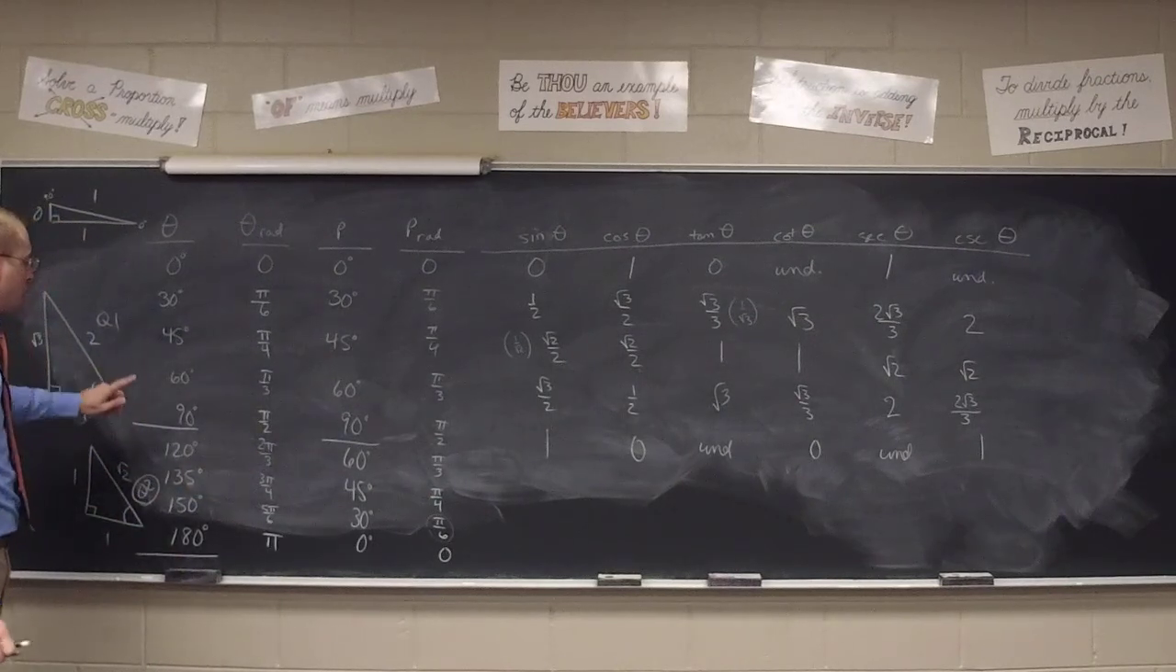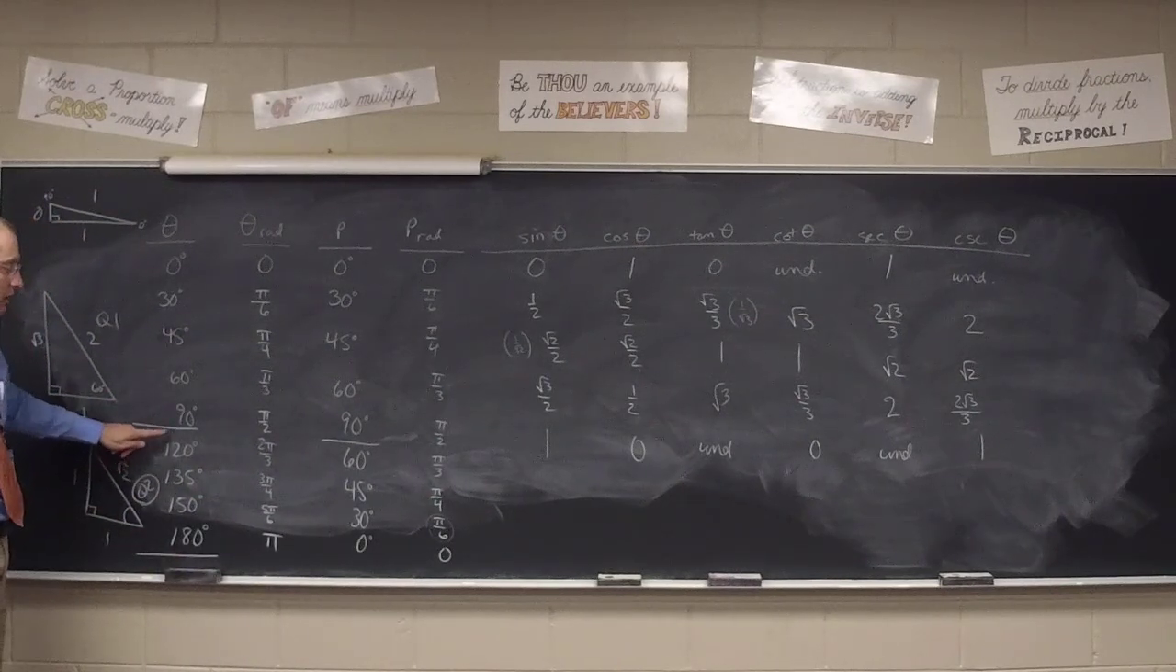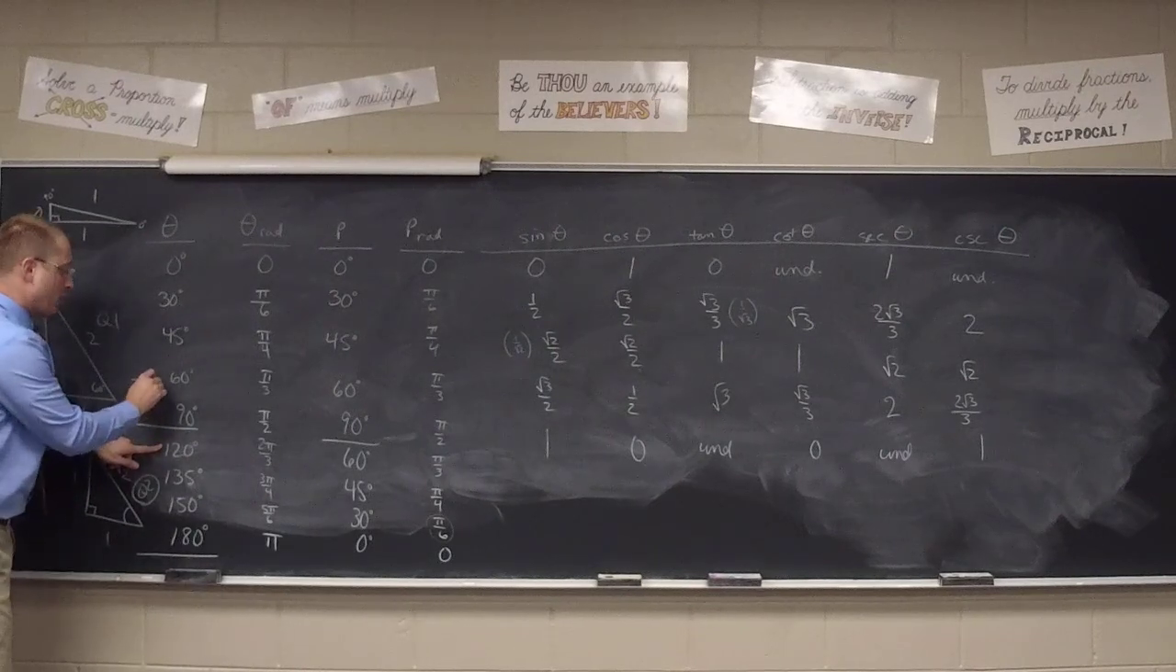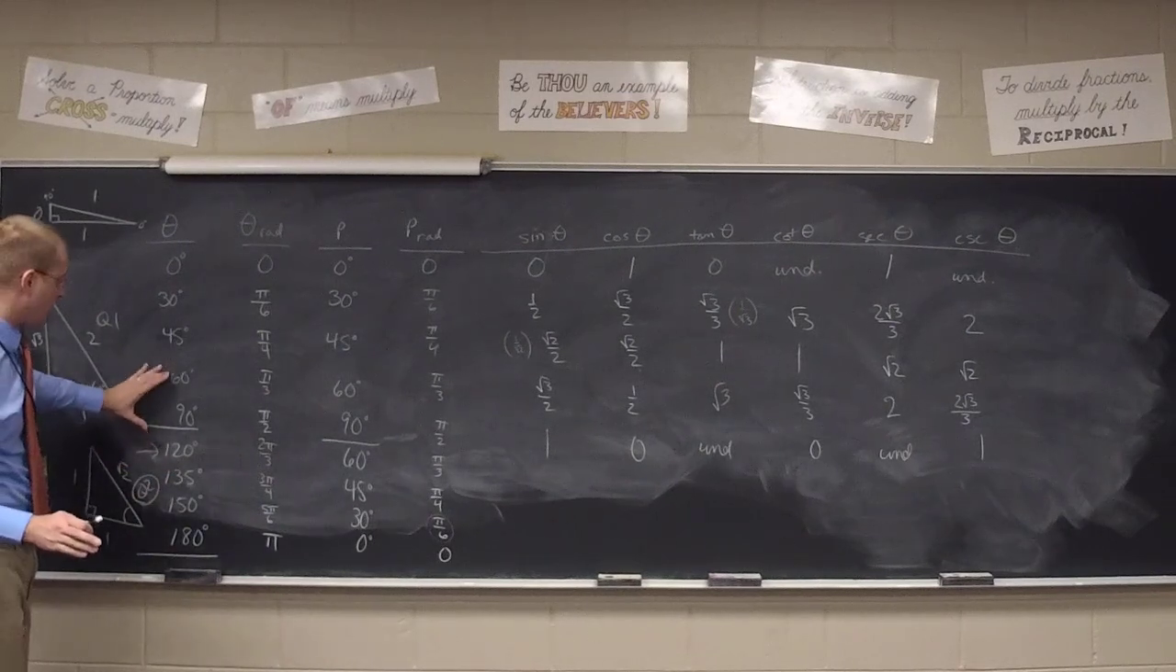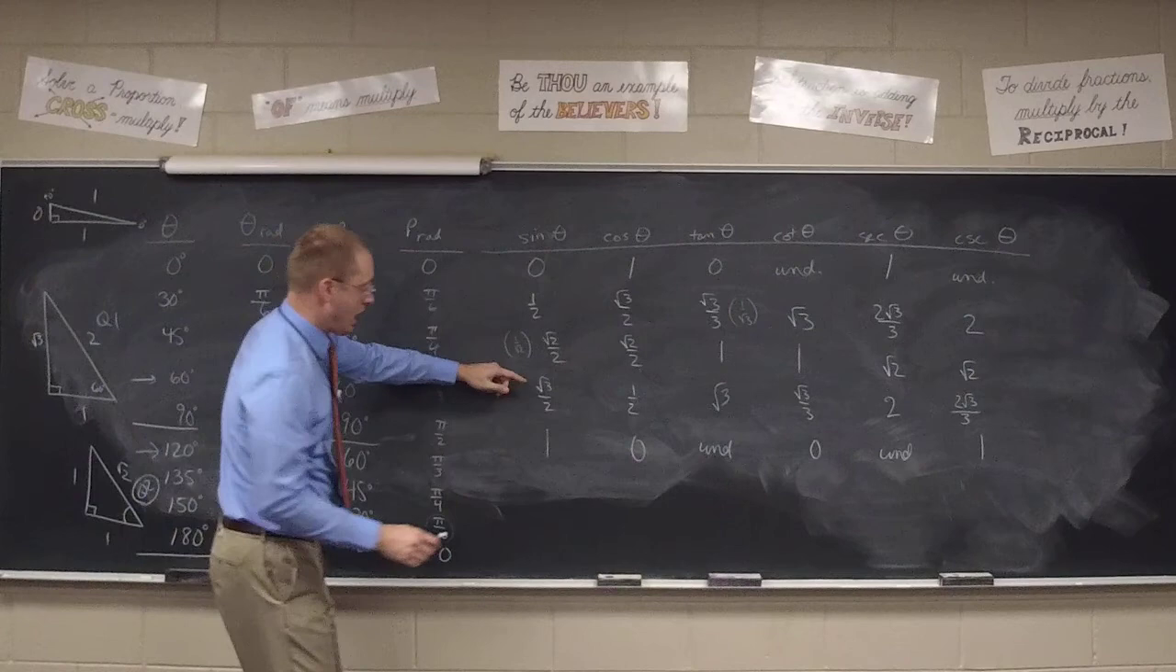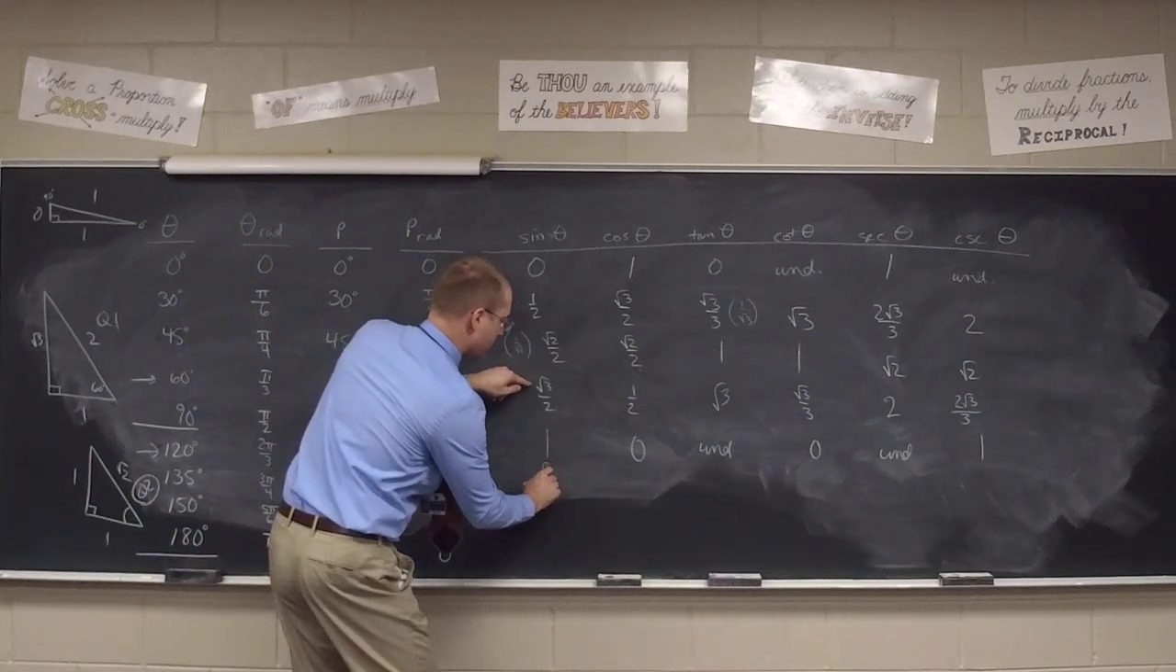Now, since 120 has a reference angle of 60, whatever we wrote down in the 60 row, we're going to write down in the 120 row. Does that make sense? They're going to be the exact same. So we're going to look at the 60 row. I want to put it down here. Square root of 3 over 2.